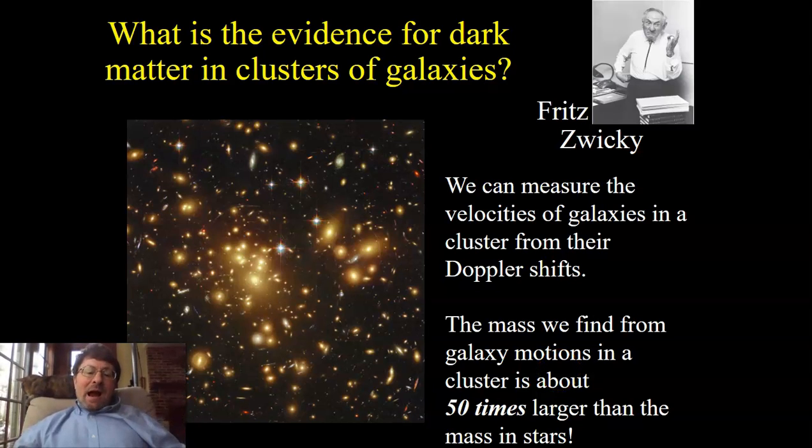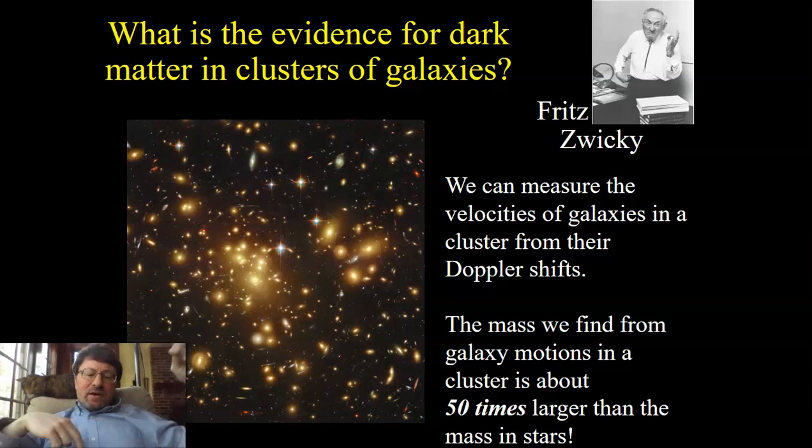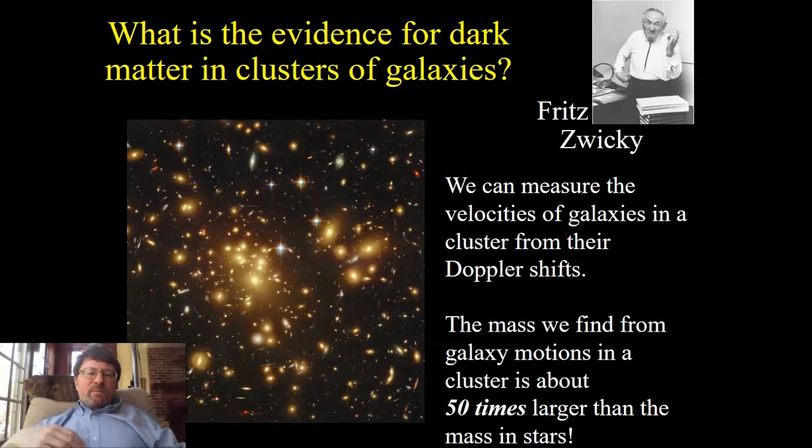So you might wonder, how much mass is necessary to hold these galaxies within their cluster as they move around? Well, if you just take into account how much mass there is in stars, you have too little by about a factor of 50. In other words, you need significantly more mass than what's just in the stars. And most of that mass is in the form of dark matter. In other words, the dark matter is much more prevalent, much more prominent than the regular matter.